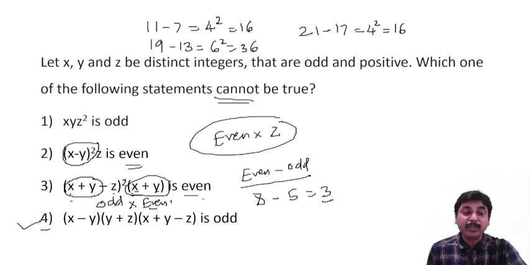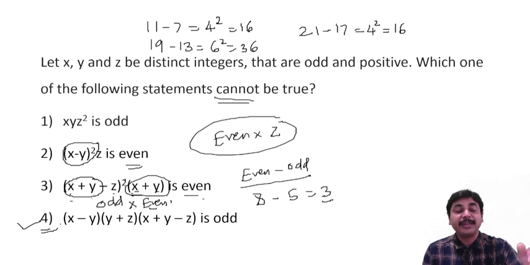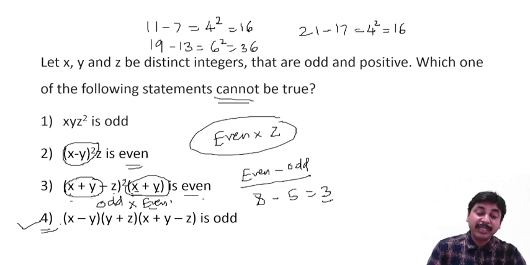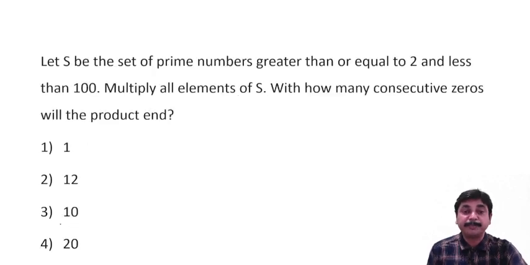So which cannot be true? Option number 4, because we already found out that the first is true, the second is true, the third is also true. We have to figure out the statement which is not true. So a very basic concept has been checked in this particular question.